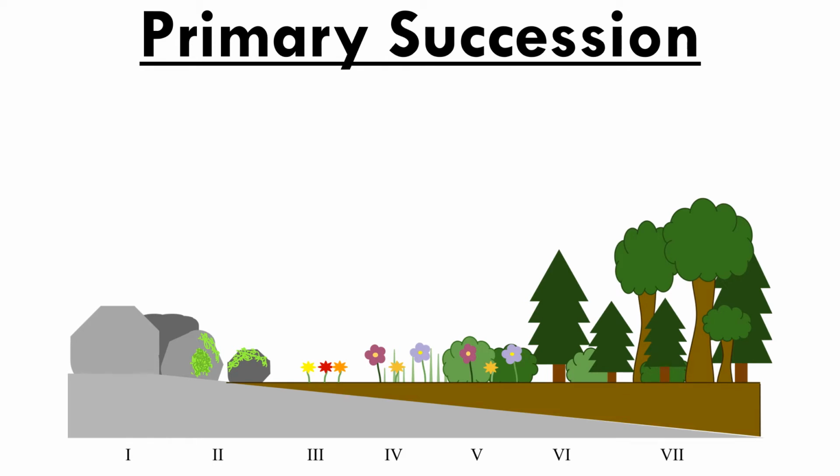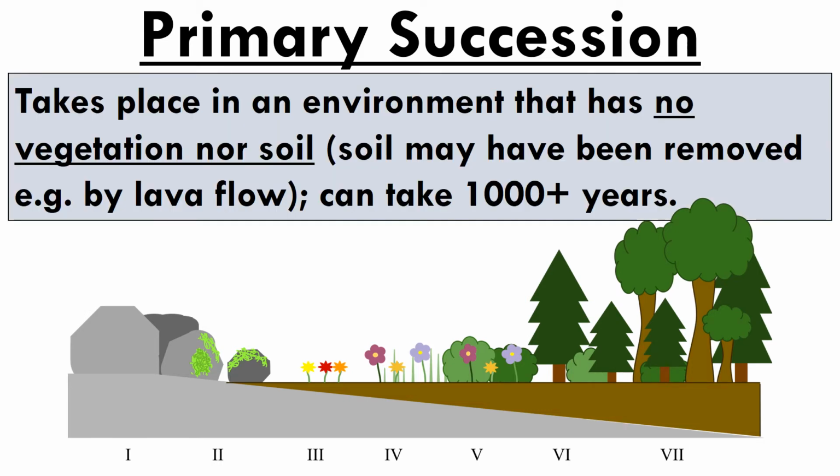Now I said at the beginning there's two types of succession, and they are primary and secondary. And primary is this one, and you can see what you've got on the far left hand side. You begin with rock. So primary succession takes place in an environment that has no vegetation nor soil. There could be a couple of reasons for that. Could be you're beside a volcano, so the soil has been removed by lava flow. It could be, think about the beginning of life on this planet. It was just a ball of rock at one point, so primary succession was the initial process. And because you start off with rock, it's slow, so it can take upwards of 1,000 years, or certainly it's slower than secondary succession.